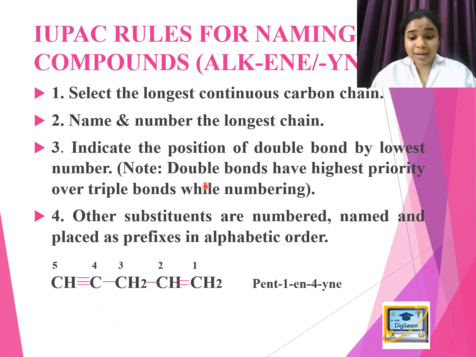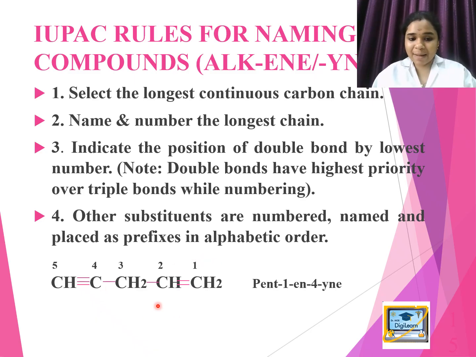because when a double bond and a triple bond are both present, your double bond has the highest priority over the triple bond. If a compound contains a single bond and a double bond, where will you give the highest priority? For the double bond. If a single bond and a triple bond are present, where will you give the highest priority? For the triple bond. But if a double bond and a triple bond are both present, where will you give the highest priority? You should give the highest priority only to the double bond. Your double bond has the highest priority over the triple bond while numbering. Other substituents are numbered, named, and placed as prefixes in alphabetical order as we usually do.